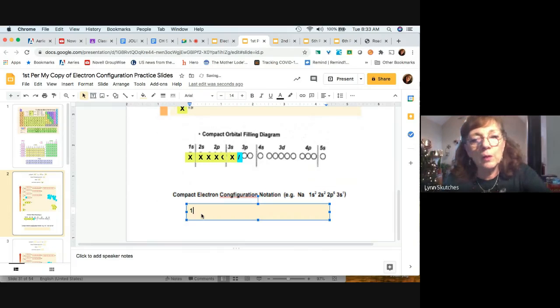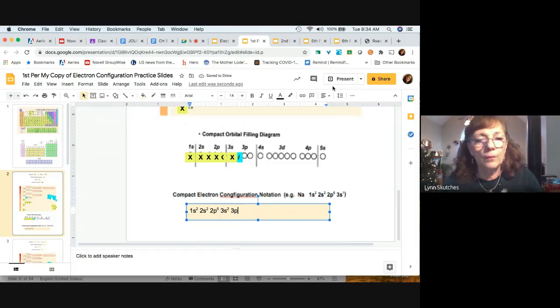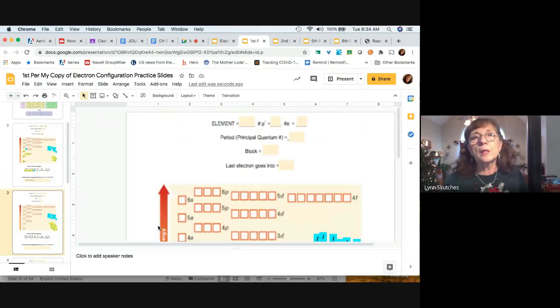So this time we're going to do 1S2, and then here you have to do it again, space 2S2, space 2P6, space 3S2, space 3P1. Okay. 2 and 2 and 6 is 10, plus 2 is 12, plus 1 is 13.